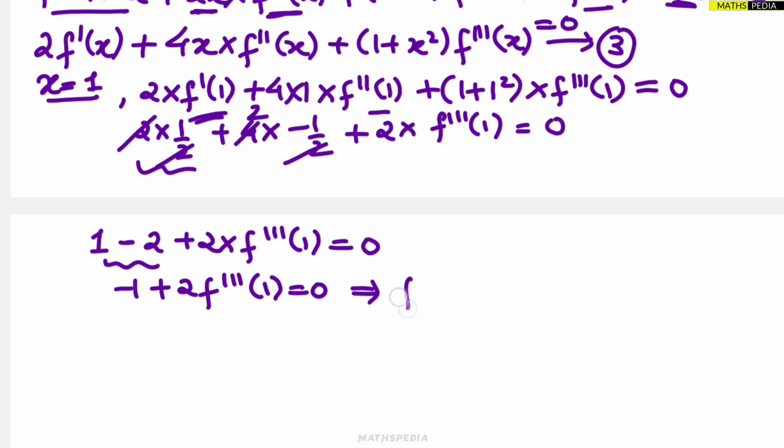So that implies f triple dash of 1 equal to what? Minus 1 will become plus 1, so 1 by 2. So we got the triple dash also. Now we have to go for what? The fourth derivative. Which equation do we have to take? We have to take this equation, the third equation. So differentiating.